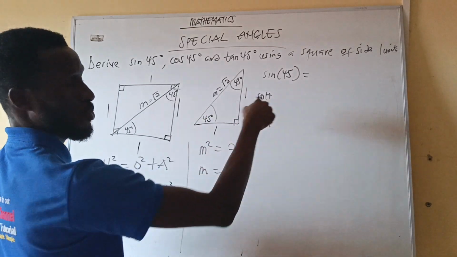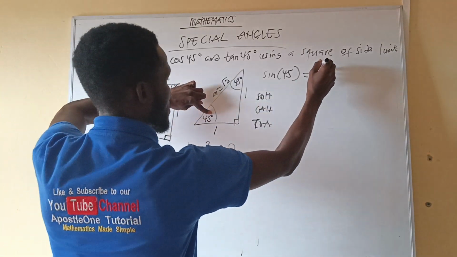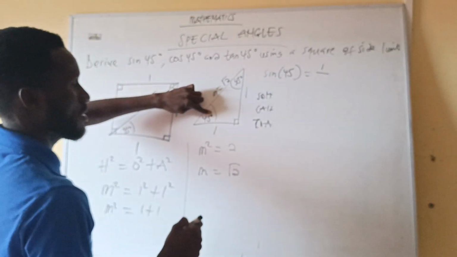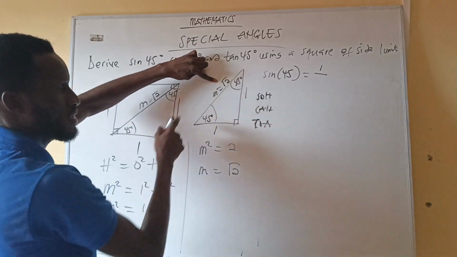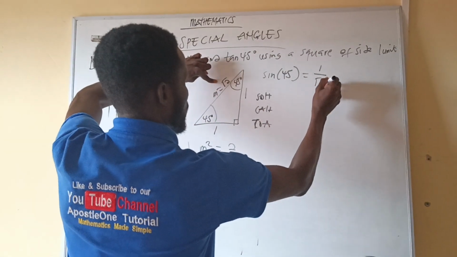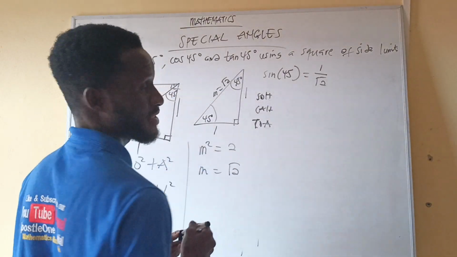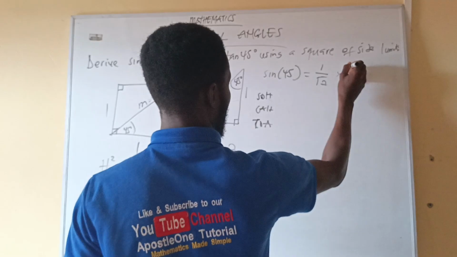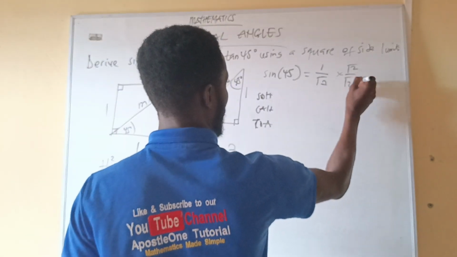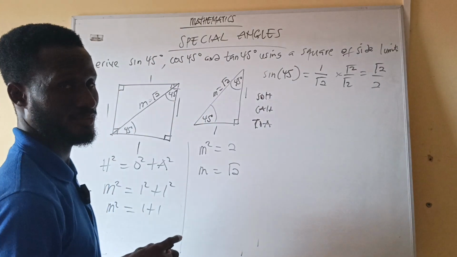The sine is opposite over hypotenuse. So for 45 degrees, the opposite is 1 over the hypotenuse. The hypotenuse is M, which is root 2. So we're going to have 1 over root 2. And don't forget that we can rationalize this one. When we rationalize, we multiply by root 2 over root 2, and we get root 2 over 2.